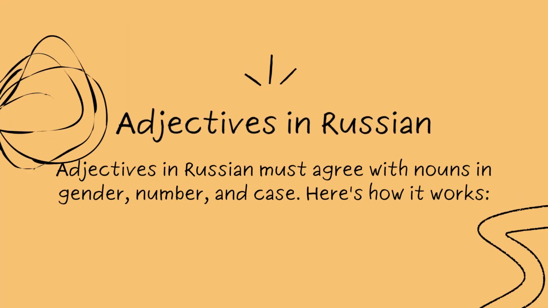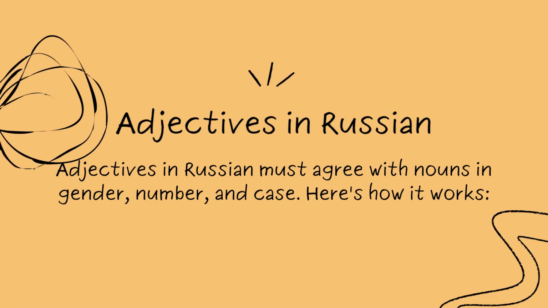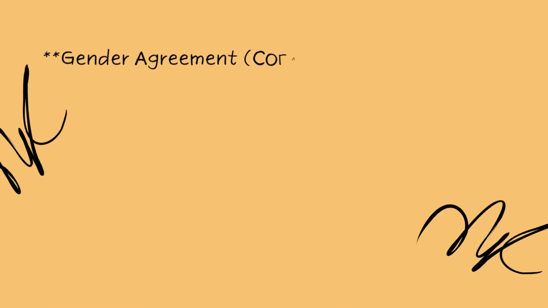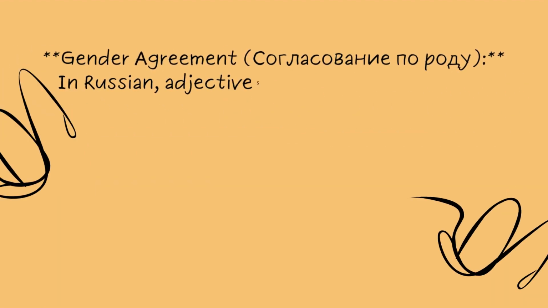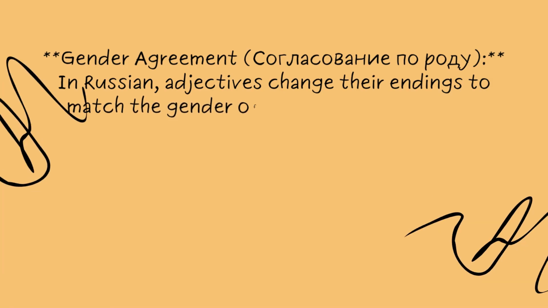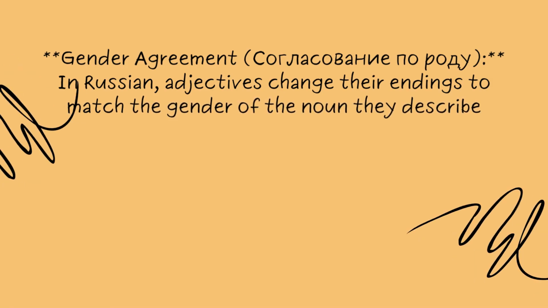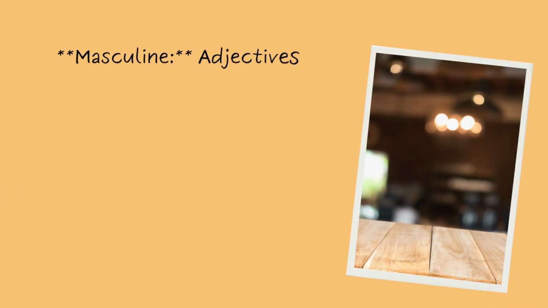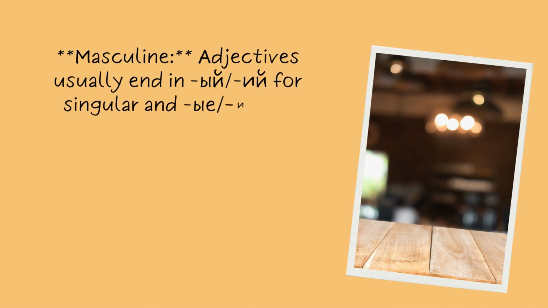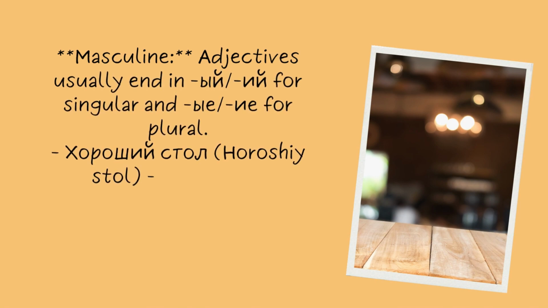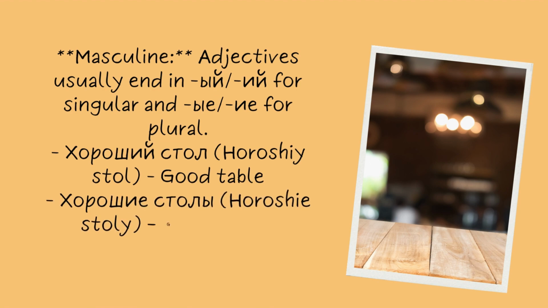Of course, adjectives in Russian must agree with nouns in gender, number, and case. Here's how it works. Gender agreement. Согласование по роду. In Russian, adjectives change their endings to match the gender of the noun they describe. Masculine adjectives usually end in «ый» or «ий» for singular and «ие» for plural. Хороший стол, good table. Хорошие столы, good tables.